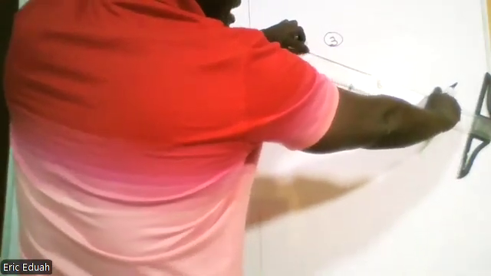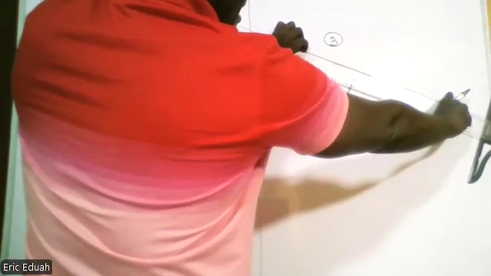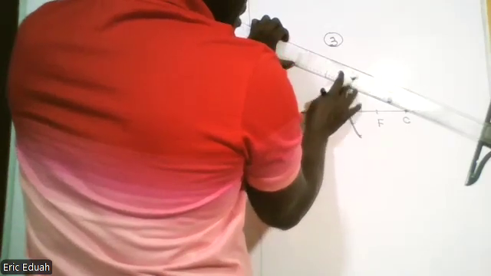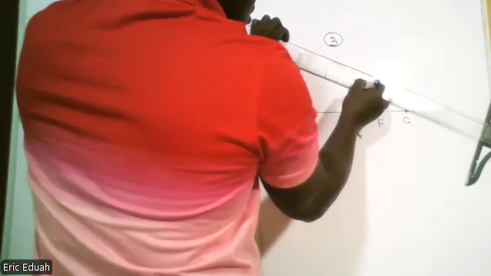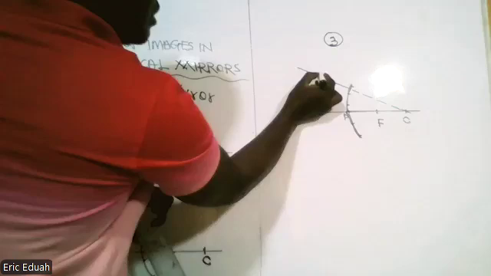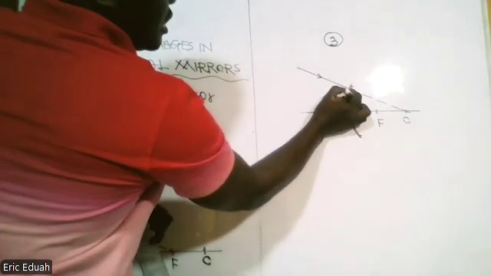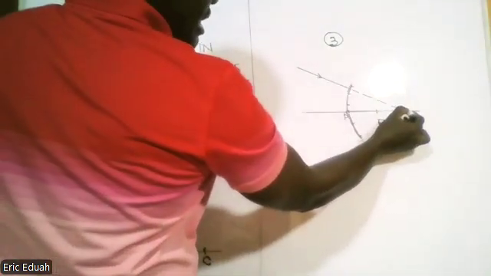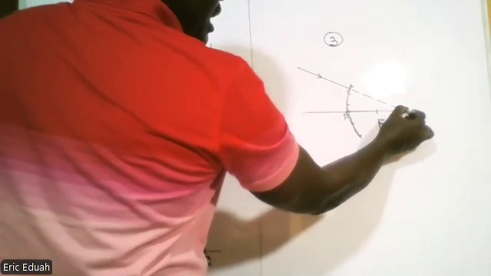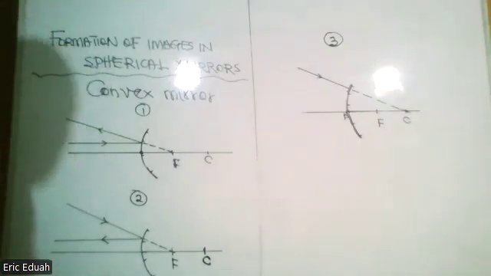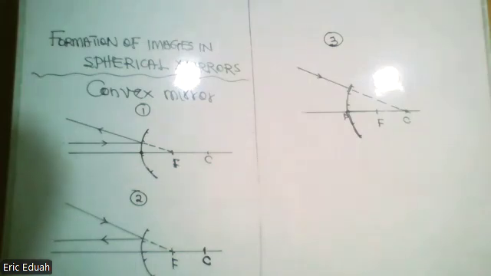So a ray of light which is incident on the mirror at 90 degrees must appear to pass through a point on the principal axis. And this point must be the center of curvature. Usually we don't even draw the angle. The moment it is linked to C or appears to be linked with C, it means that the ray is hitting the mirror at 90 degrees. So this is rule 3.